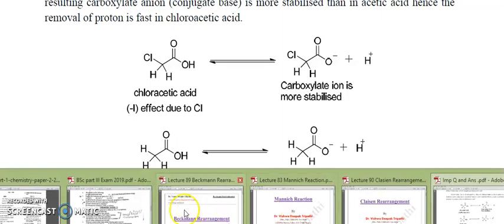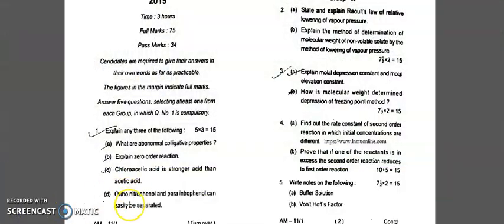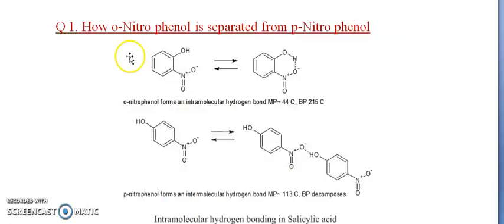Now, we will take another question. Here it is asked that orthonitrophenol and paranitrophenol can easily be separated. तो हम दोनों के मिक्सचर को कैसे सेपरेट कर सकते हैं, इसका आंसर हम देखते हैं. How orthonitrophenol and paranitrophenol can be separated. हम इन दोनों को कैसे सेपरेट करेंगे. तो देखिए ऑर्थोनाइट्रोफिनॉल और पैरानाइट्रोफिनॉल दोनों में ही हाइड्रोजन बॉन्डिंग प्रेजेंट रहती है. अगर हम ऑर्थोनाइट्रोफिनॉल का स्ट्रक्चर देखें, if we look in the structure of orthonitrophenol we can easily see that it can form intramolecular hydrogen bonding.